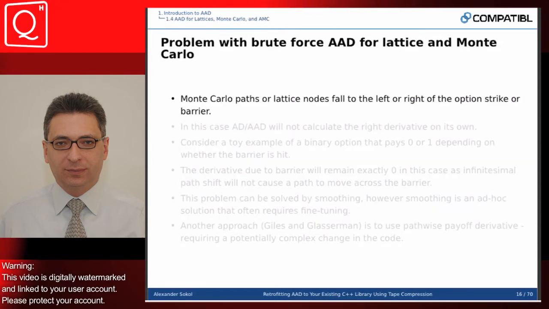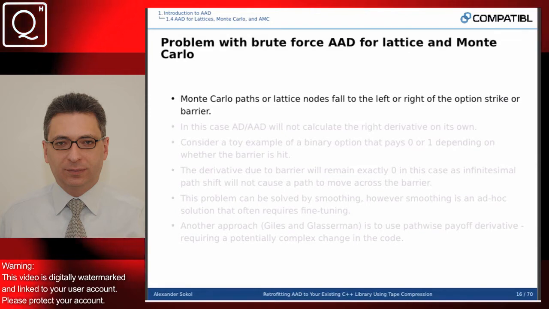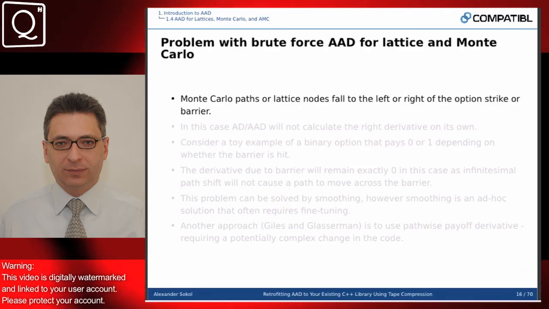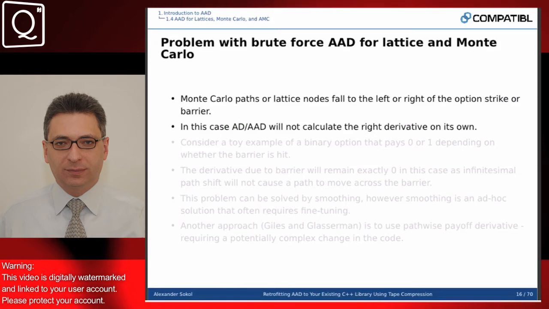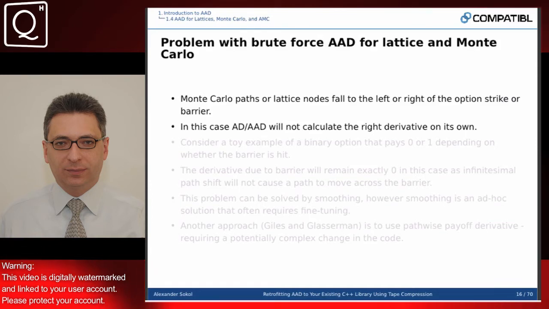Now the next slide, which is one of the final slides before I go into how to run the code, is problems that we will encounter if you try to do brute force AD for lattice and Monte Carlo. If you simply convert your library to use an adjoint variable and then run Monte Carlo with options or barriers, you'll probably not get the right answer. For the barrier, the first derivative will be wrong, and for the option, the second.